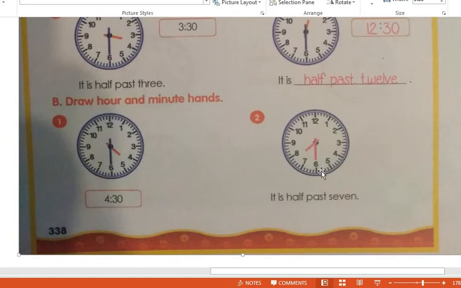Bravo. Here it's half past 7. When I hear half past, I know it's 30 minutes. Where is the 30 minutes here? 6, miss. So the long hand will go to 6 and the short hand will go to 7. Okay?